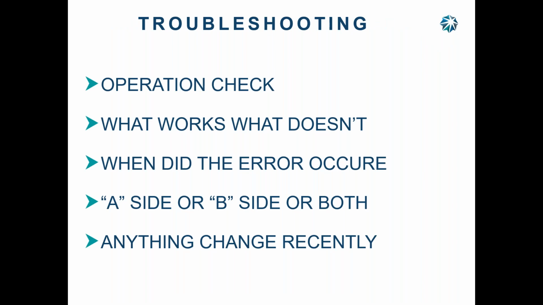Let's talk about basic troubleshooting. When you come across an injector that's having an error, always do an operations check, which is a basic no liquid injection. See where it starts and stops, where the error happens, what works, what doesn't work. That's the important thing. If you have A side and B side, does B side work and not A side, or they both don't work? Basic troubleshooting. What do I have? What don't I have? When did the error occur?